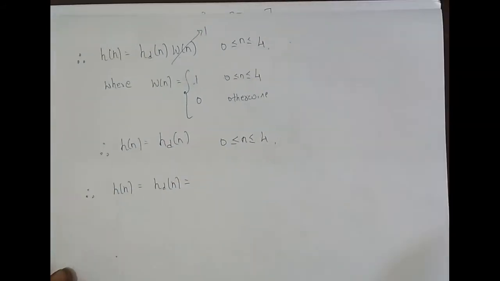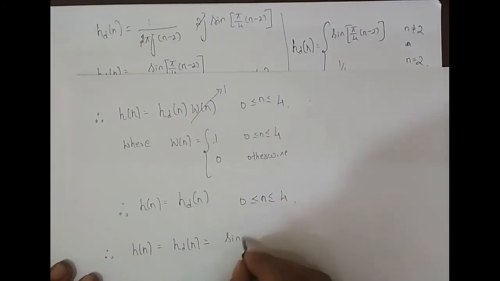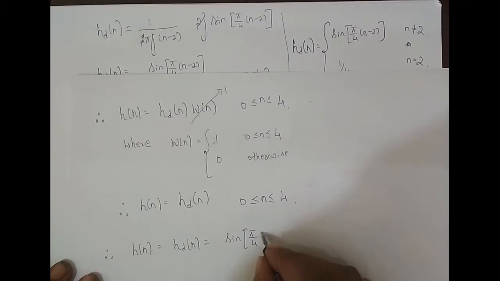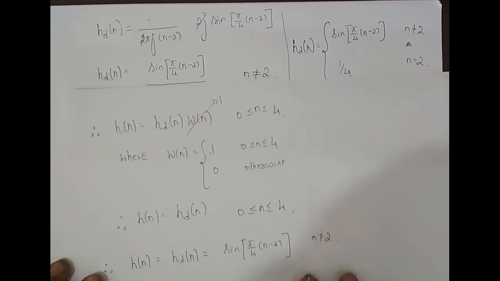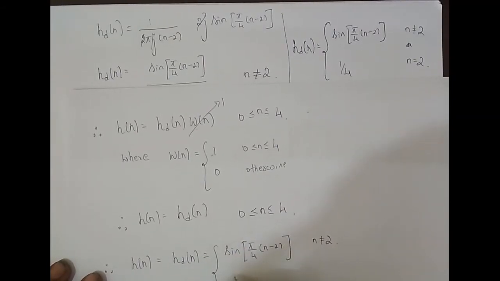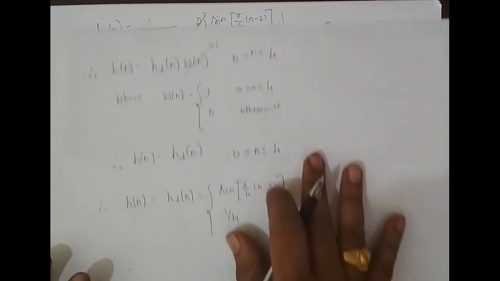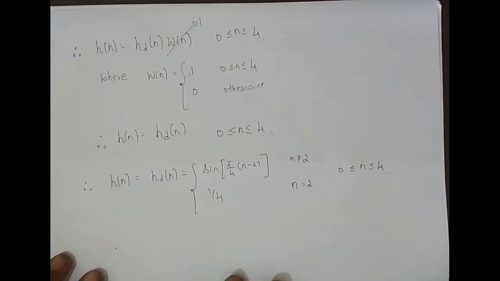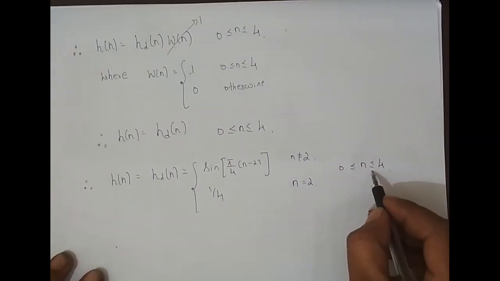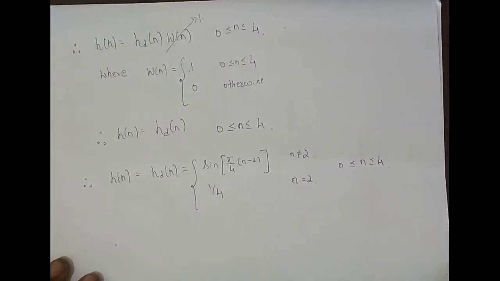So h of n is equal to hd of n. What is the hd of n equation we have? The hd of n equation is this: sine of pi by 4 into n minus 2, for n not equal to 2, right? And it is 1 by 4 for n equal to 2, and n is varying from 0 to 4. How did I take this 0 to 4? Because it is given in the problem. I had to take n varying from 0 to 4. In the sense, it's a fifth order filter, including 0, the total number of samples is 5.